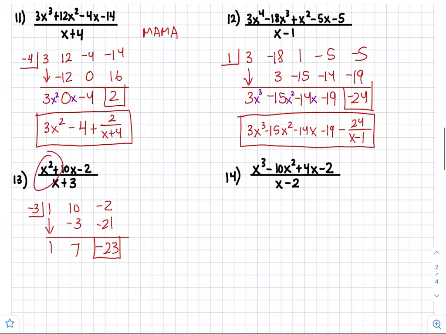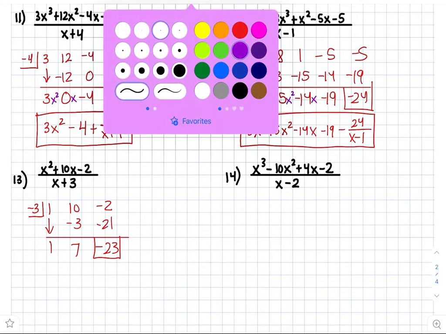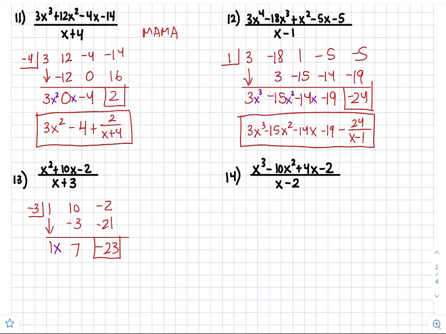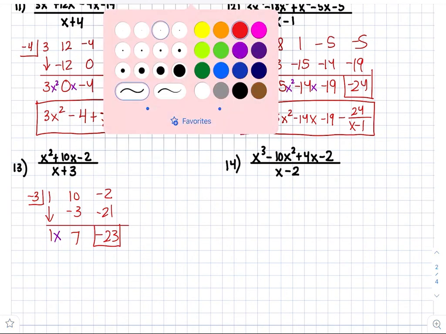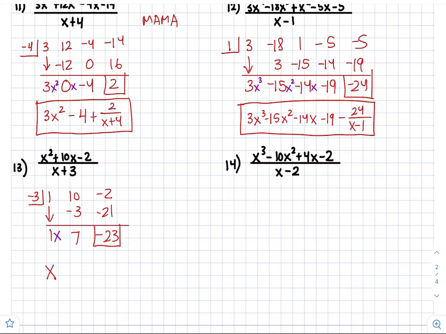And remember, we put 1 degree less than what we started with. So this is going to be x, because that's x to the first, which is 1 degree less than that, and then 1 degree for each one. So our answer is going to be 1x, which is just x, plus 7 minus 23 over what we are dividing by, x plus 3.